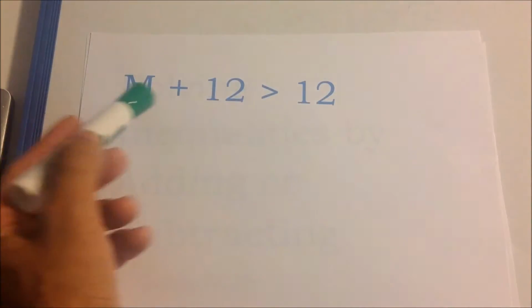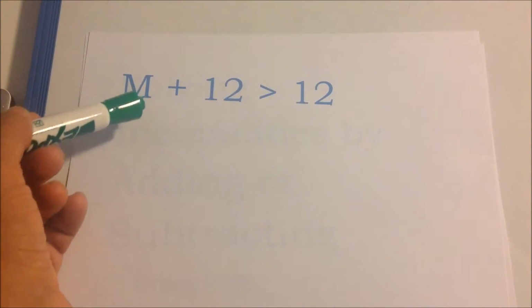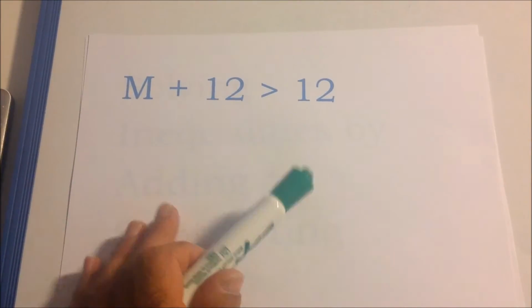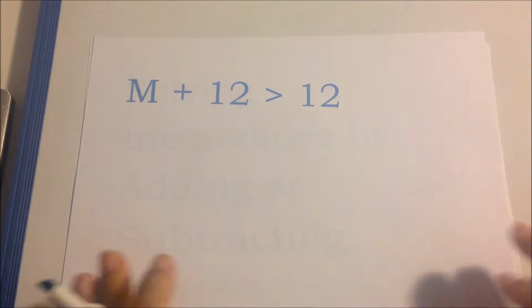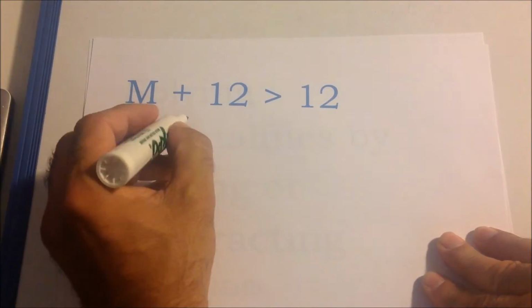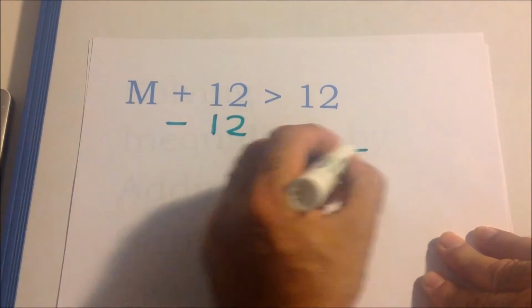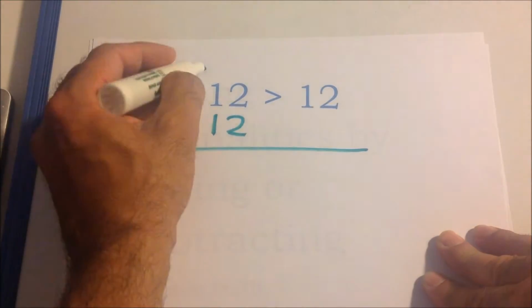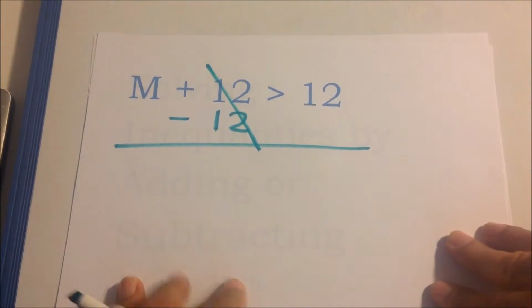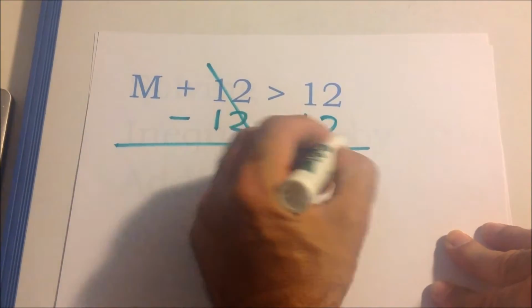So here we have m, a variable, it could be any variable. We have m plus 12, and it has to be greater than 12. So we'll just solve this like we would solve a linear equation. We minus the 12 on each side. Remember, we do the opposite operation. It's a plus here, so we're going to minus it. That cancels out. And we remember, whatever we do on one side, we do on the other.